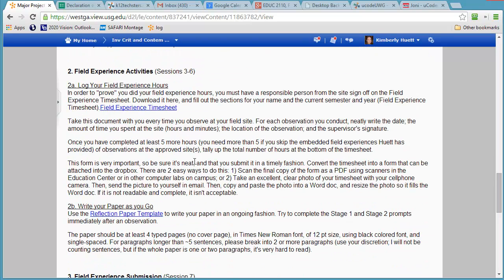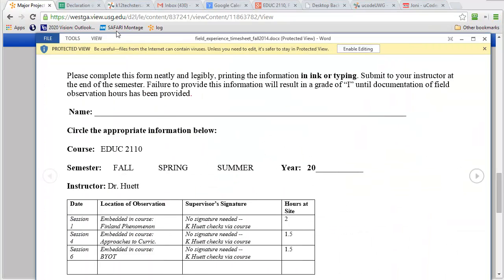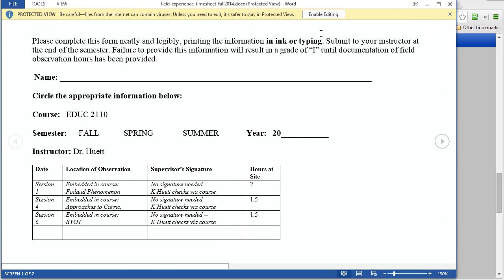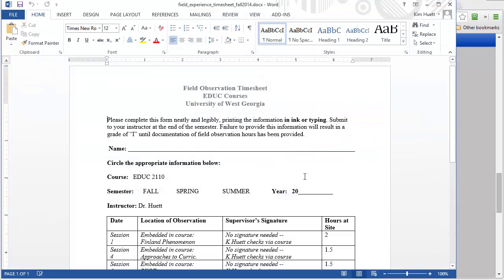All right, let's talk about what we've got here. Field experience activities. So you log those field experience hours. You use this timesheet. You have to actually print it out. Let me go ahead and enable the editing so it looks right. So you print it out, and then by hand you can write your name. You can also type if you prefer, but you write your name.